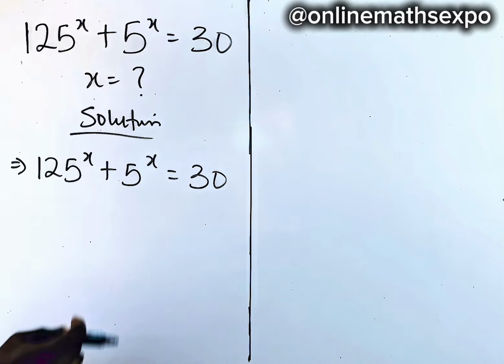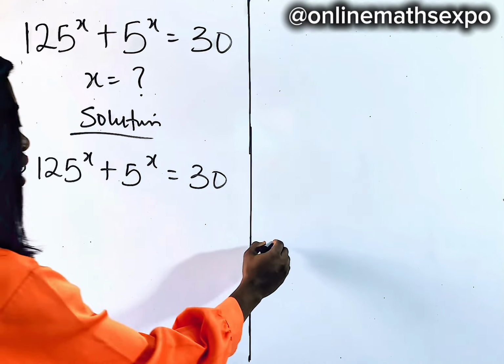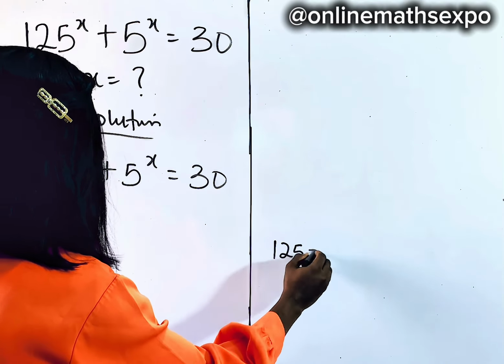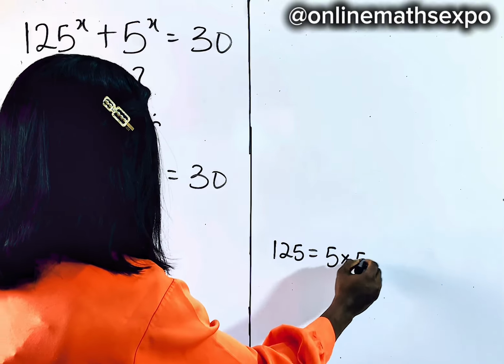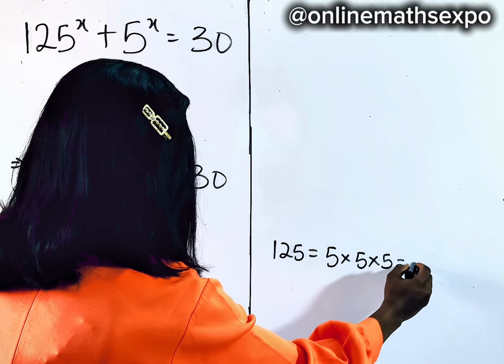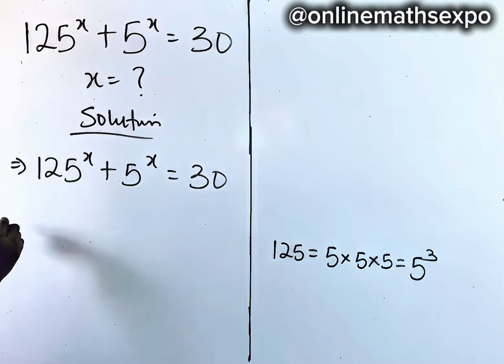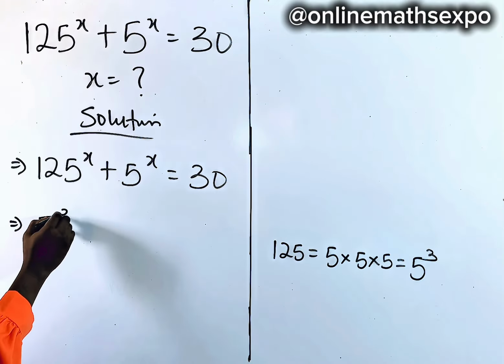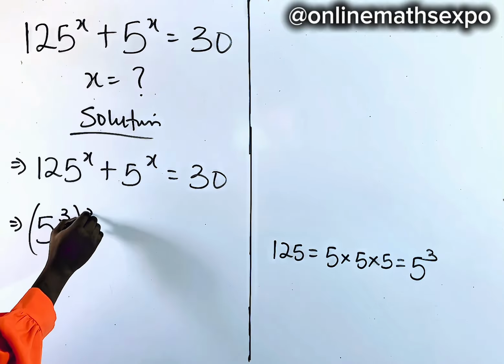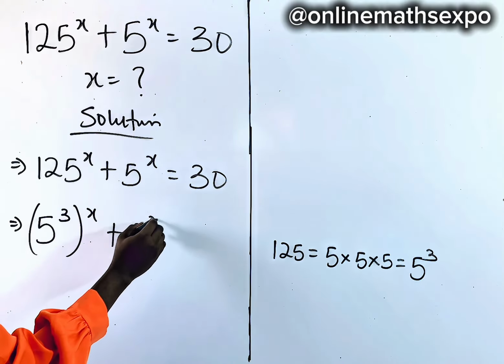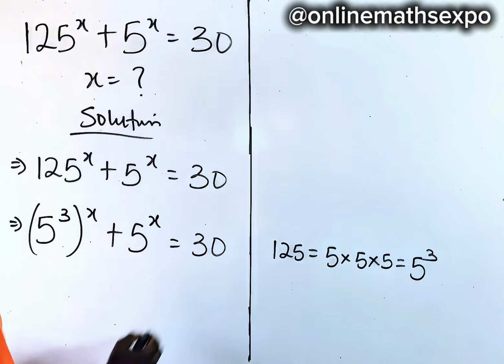Now, if you look at these two, you observe that this 125 can be expressed in powers of 5. We know that 125 is 5 multiplied 3 times, and that will give us 5 to the power of 3. So we can rewrite this to give us 5 to the power of 3 raised to power x plus 5 to the power of x is equal to 30.